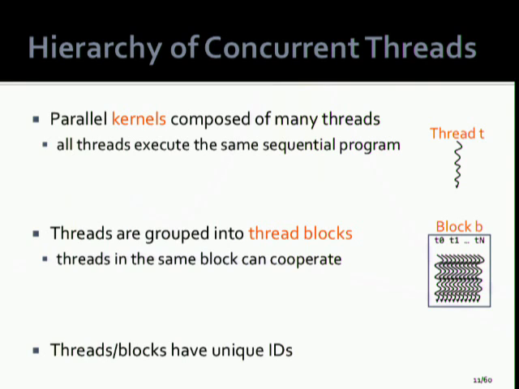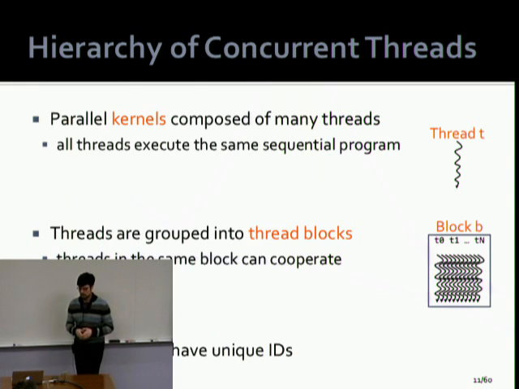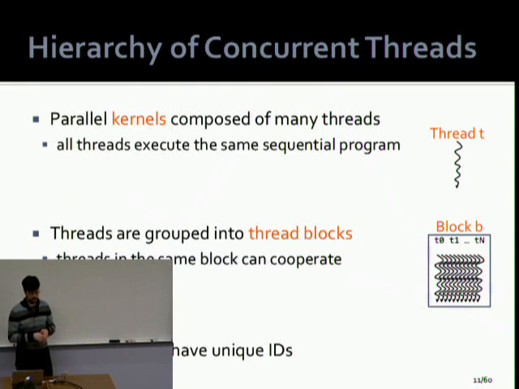CUDA is also similar to a single program, multiple data kind of programming model. Every thread in a CUDA program has a unique identifier that you can query in your program, and every block also has a unique identifier. So you can say, what is my thread index? And then you can say, if my thread index is less than something, then do this, otherwise do that. So that's the mechanism that you can use to figure out where you are in your parallel function launch.